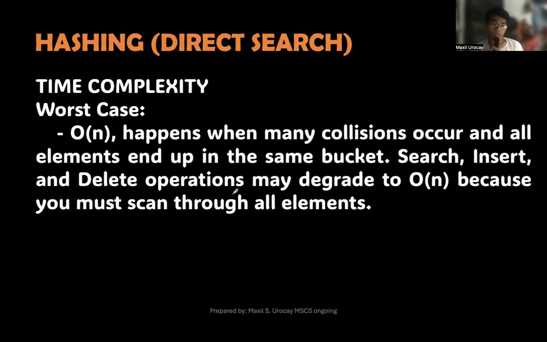And for the worst case time complexity, that is linear because you have to do a linear probe when it comes to a lot of collisions in the data or in the array. It happens when many collisions occur and all elements end up in the same bucket. Search operations may degrade to linear because you must scan through all elements. So that's how it works, for example. And if you're searching and the element is not located in your array, if you were not able to find it, that can also cause trouble with the worst case complexity.